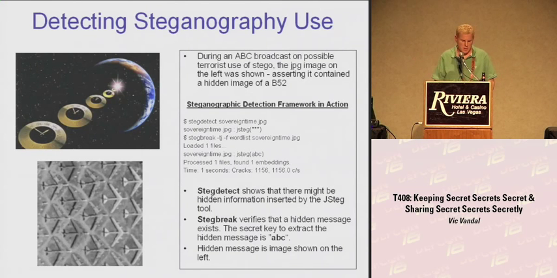Here's an example on some ABC broadcast. There's the original image at the top, and this is using Steg Detect and Steg Break. These are free pieces of software. You can see the results of running them. It revealed that there was a Steg image, and the passphrase was ABC. It's easy to crack that kind of passphrase. You're going to use good passphrases if you're going to use Stego, obviously.